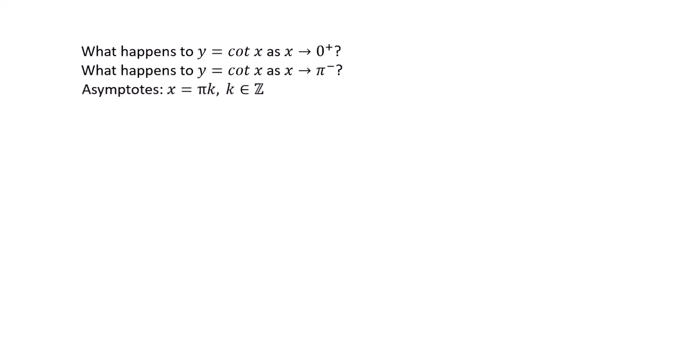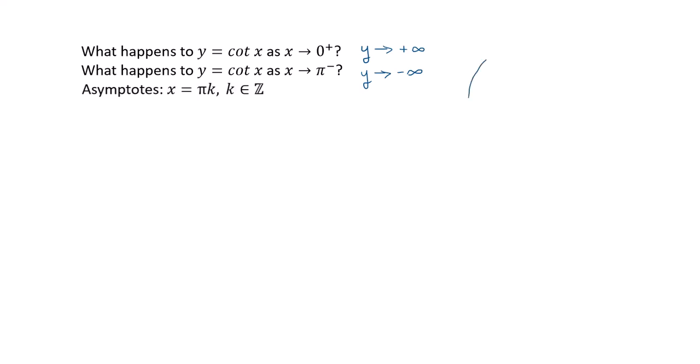So in the values we just calculated, what happens to y equals cotangent of x as x approaches 0 from the right-hand side? Well, y is going to approach positive infinity. And what happens to y equals cotangent of x as x approaches pi from the left-hand side? Well, y is going to approach negative infinity.